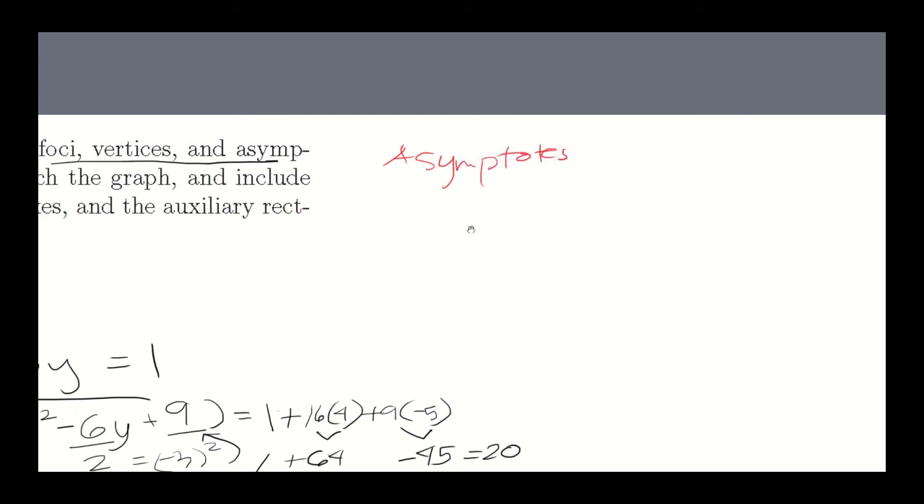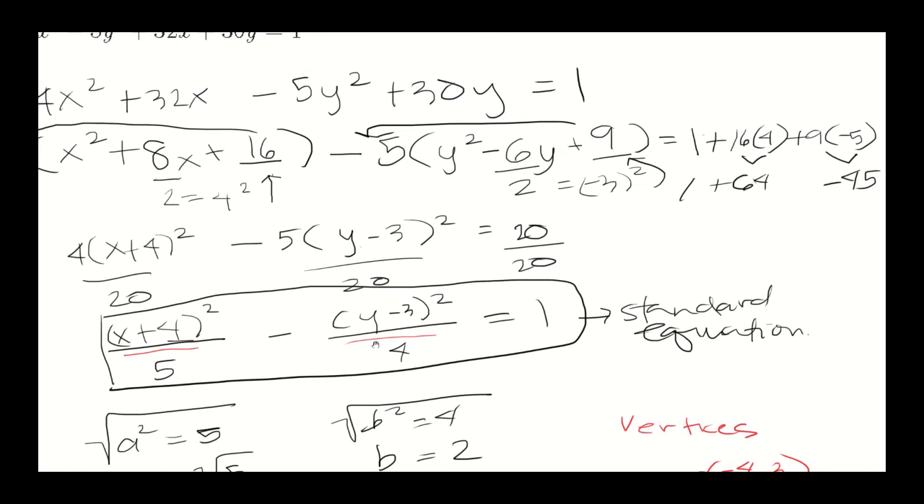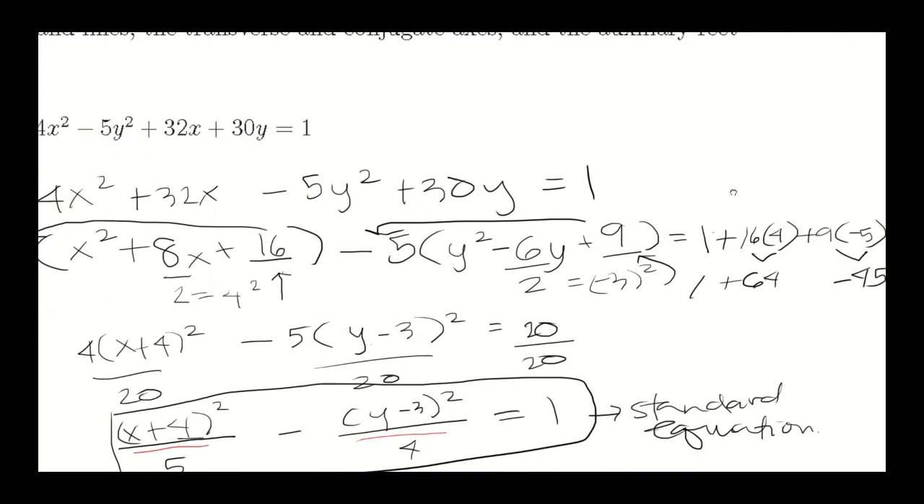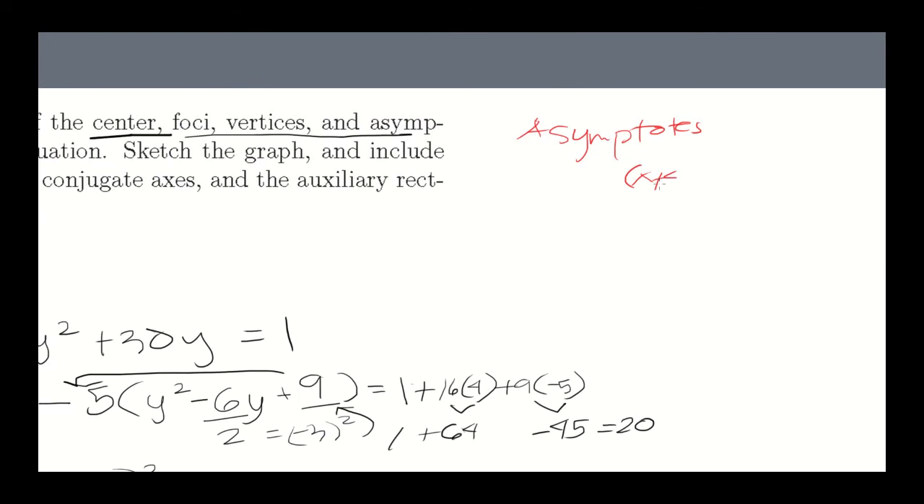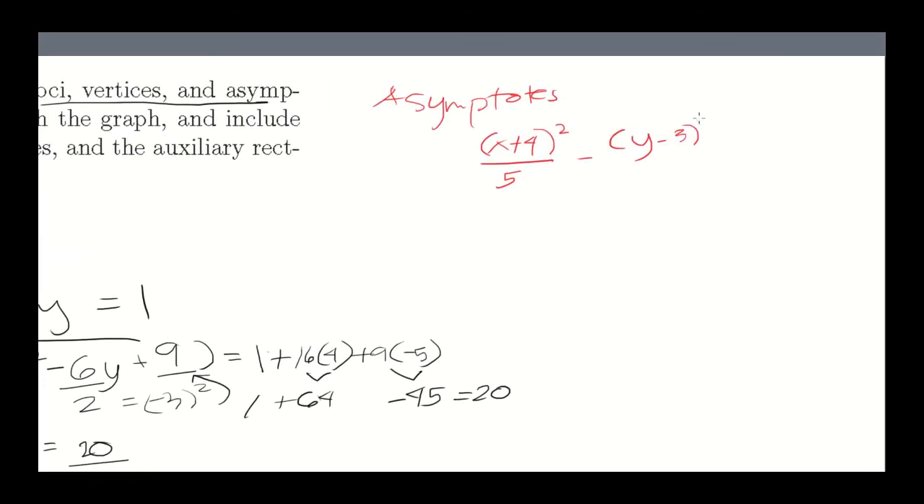Asymptotes. Okay, so there's an easy way to get asymptotes. You'll just need the standard equation, then equate it to 0. So what is the standard equation? (x plus 4) squared over 5 minus (y minus 3) squared over 4 equals 0, you just equate it to 0.